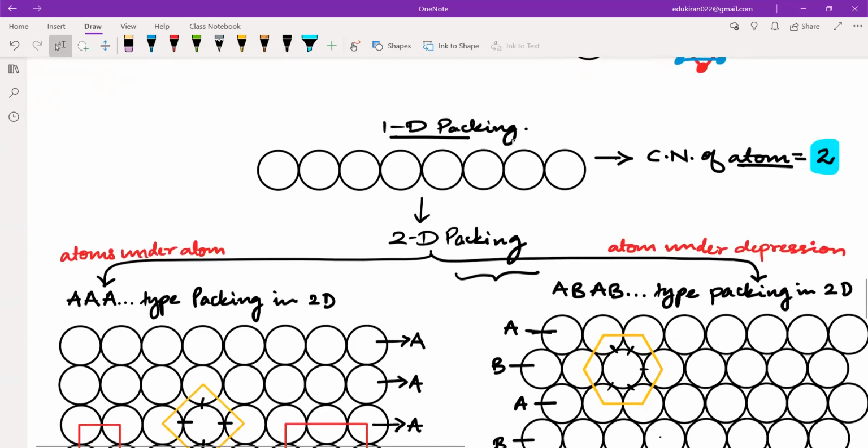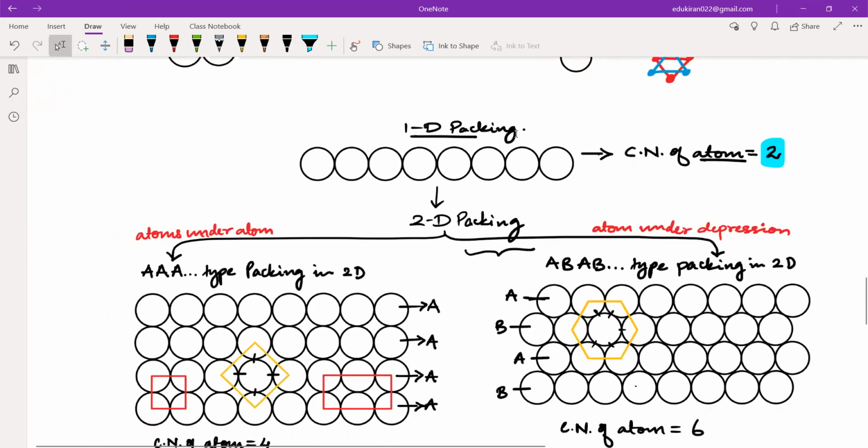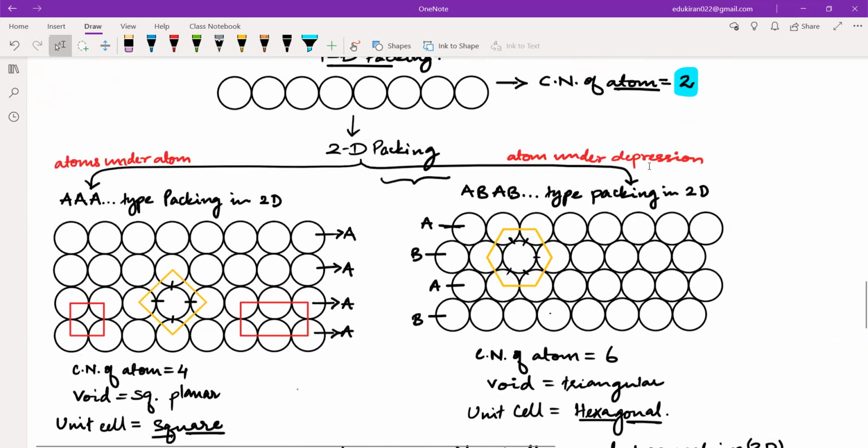Now we started with 1D packing. That means we are packing in a one dimensional way. We are packing and keeping the atoms in one direction only. So I started with one atom and I proceeded in this direction, and I kept placing atoms. So I got 1D packing.